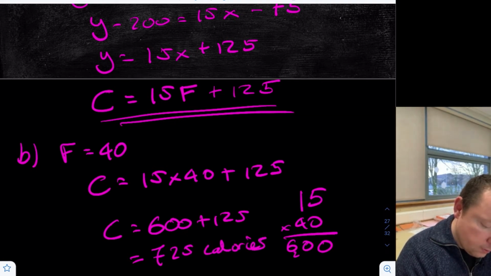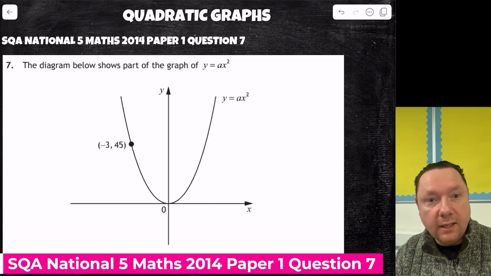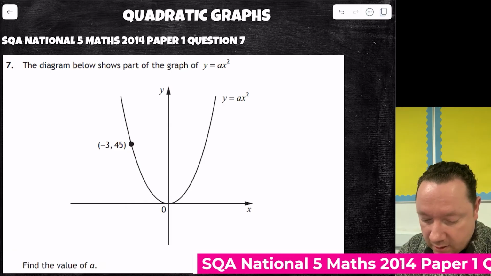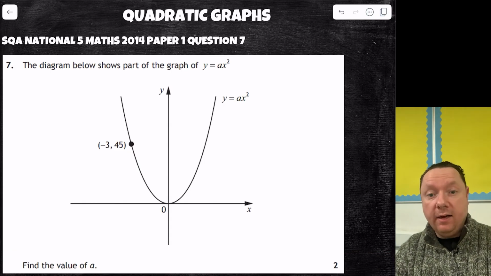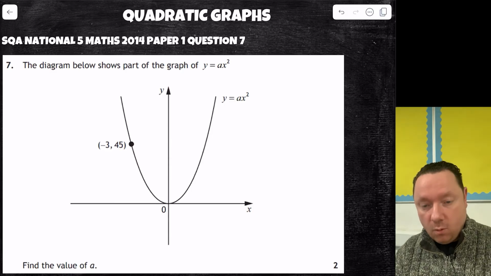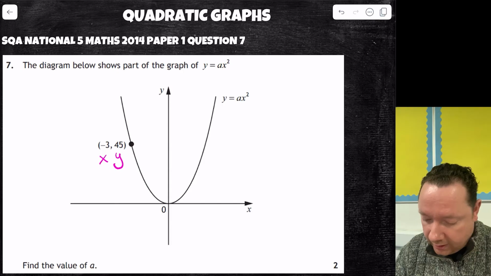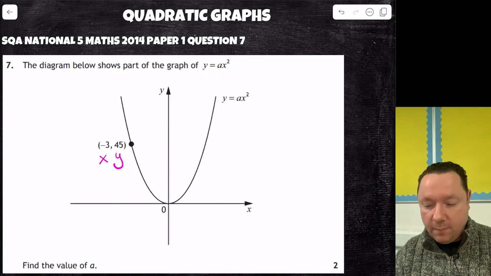And we're done there. SQA National 5 Maths 2014, Paper 1, Question 7 on quadratic graphs. The diagram shows the part of the graph y equals ax squared, and it gives us a point. We have to find the value of a. So whenever you've got a point on anything, you need to realise a point is an x and a y. So if I write this is x and this is y, well, I've got an equation with an x and a y and an unknown, so I can just substitute in to find my answer.